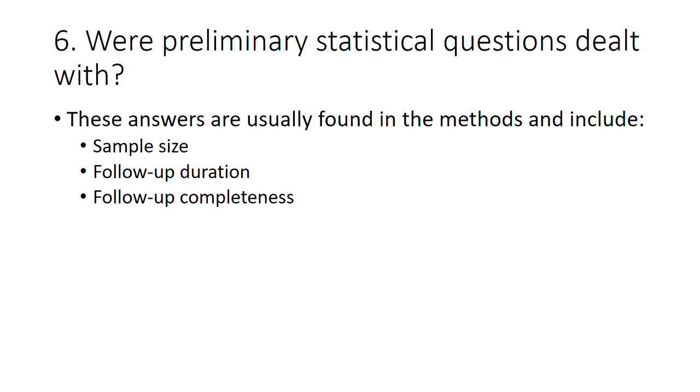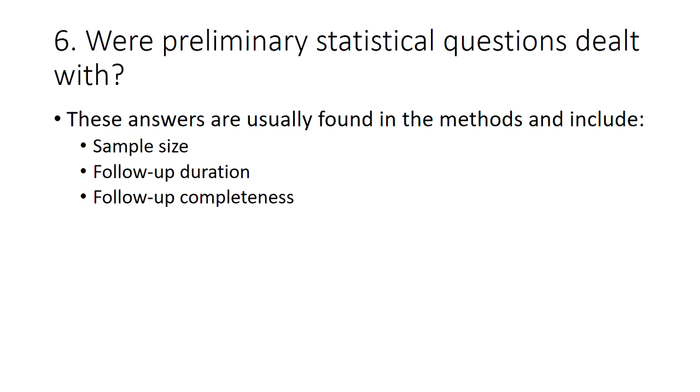So the sixth question is, were preliminary statistical questions dealt with? These answers are usually found in the methods, and these include sample size, follow-up duration, and follow-up completeness. The sample size should be big enough to detect a statistically significant effect or conclude that there's no effect, so the null hypothesis is correct. But this has to do with the power of the study.